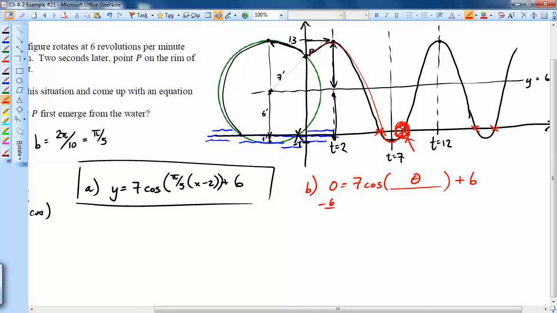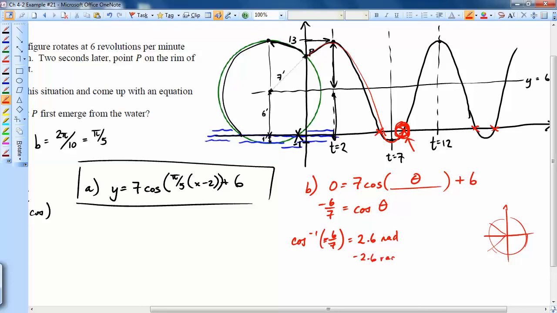So now when I isolate, I got negative 6 over 7 equals cos theta, and then I can do cos inverse of negative 6 over 7. And if I do that, I get, and I'm working in radians here, 2.6 radians. Well, remember also that's just one answer that works. So if 2.6 radians works, so does 2 pi minus 2.6 radians, which is the same thing as negative 2.6 radians. It also works.